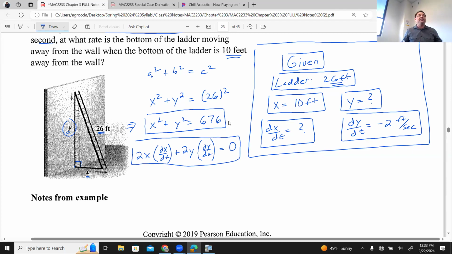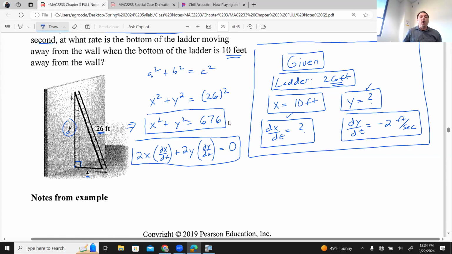If you can get to this point, the rest is like a little game. You now have one equation and two unknowns. You're going to use those two equations to find the two unknowns. So the two unknowns are y and dx over dt.